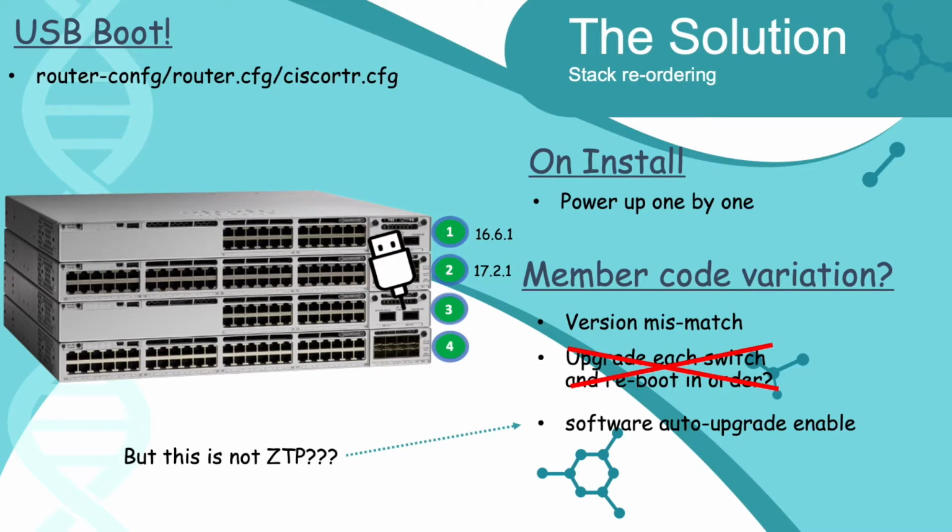And what I mean by put it on a USB, well, if you save this file onto the USB in a file name router-conf, router.cfg, Cisco router.cfg, when the device boots, it tries to do plug and play. It tries to do lots of things. One of them is, do I have a USB device inserted into my USB port? If I do, do I see one of these files present? And if it is, what's the configuration on there? Software auto upgrade enabled. Done. And then it will deploy that configuration to the switch.